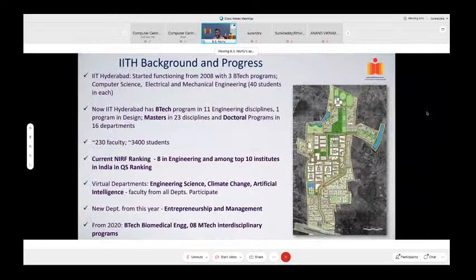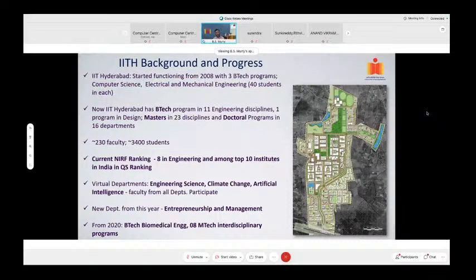IIT Hyderabad, as many of you know, is one of the second generation IITs. Started in 2008 with a small beginning, like everybody starts with a small beginning, with just 3 branches, 40 students in each branch: computer science, electrical, mechanical. And today, when we stand in front of you, we have about 11 engineering disciplines where we have a BTech branch. We have 14 departments and 3 what we call virtual departments. I'm going to tell you about them as we go along.